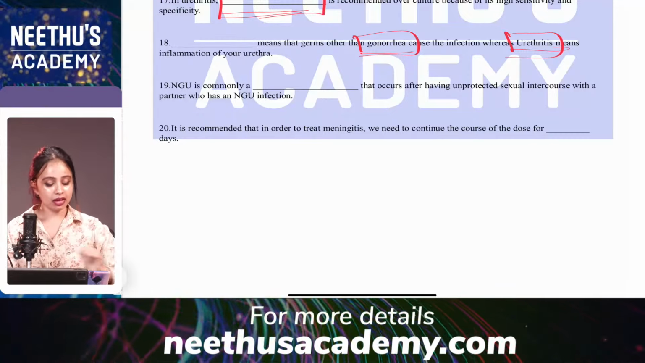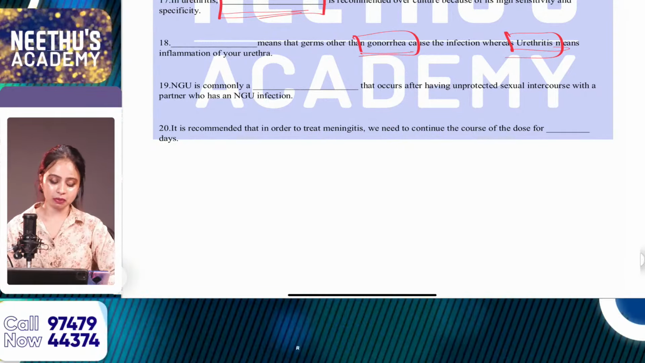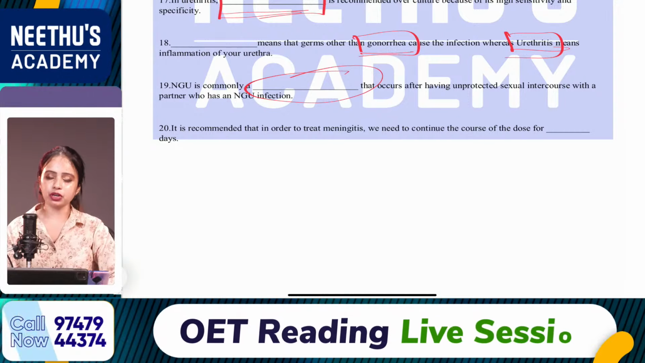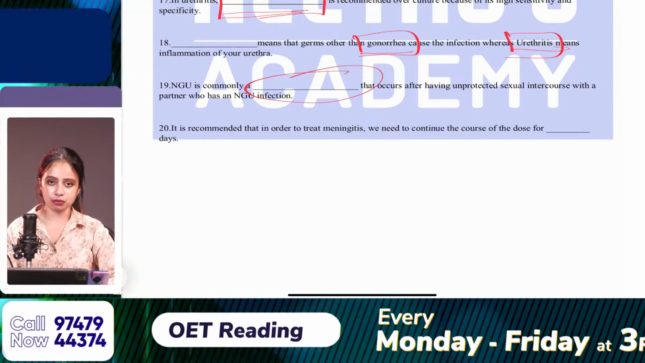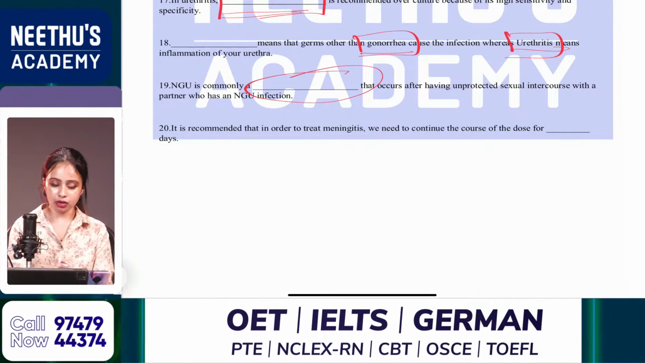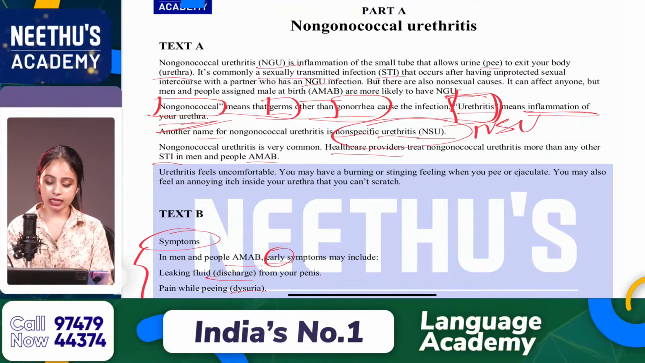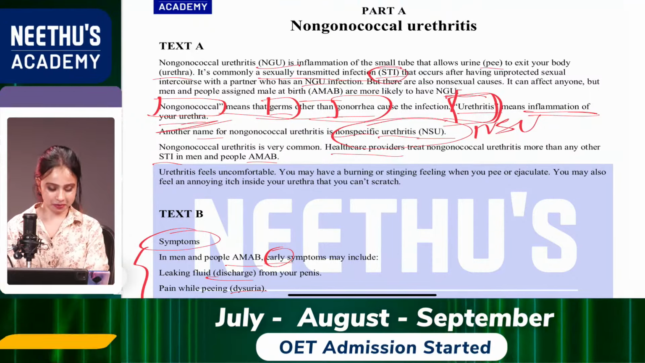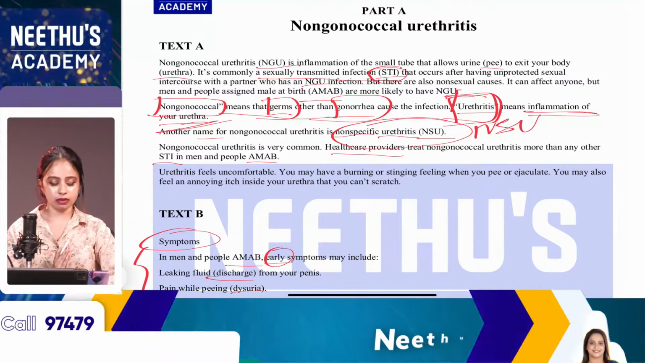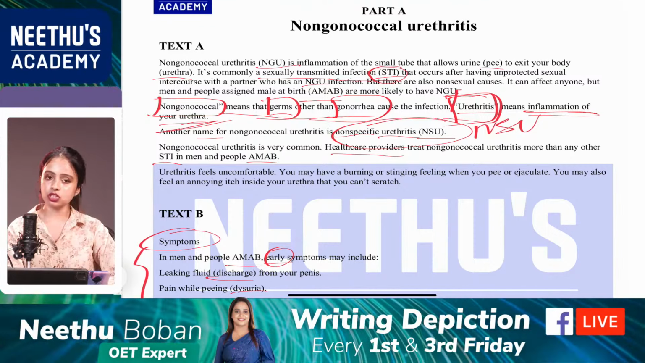19th one. Okay, Sangeeta, yes, B, non-gonococcal. Very good. Okay, Kartika, Ramya, Vaishnavi, Reepa. What about the 19th one? NGO is commonly a dash that occurs after having unprotected sexual intercourse with a partner who has an NGO infection. So what is the answer here? STI. Very good, which is mentioned in text A. It is a commonly sexually transmitted infection, which means STI. It is STI or sexually transmitted disease. It's not sexual transmitted, it's sexually transmitted. Okay, Jinju, clear?